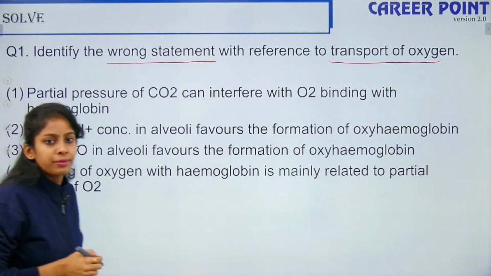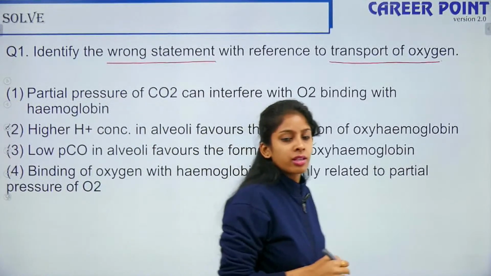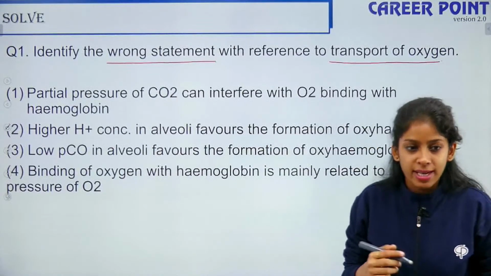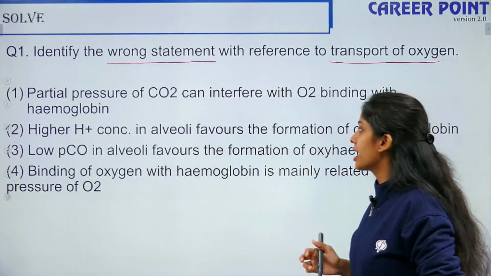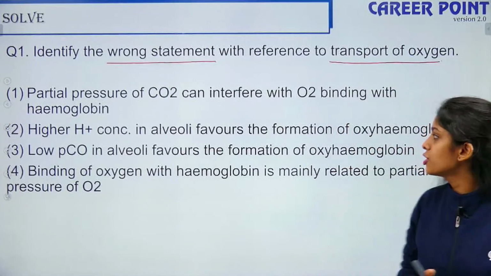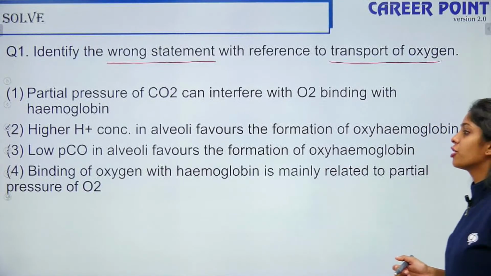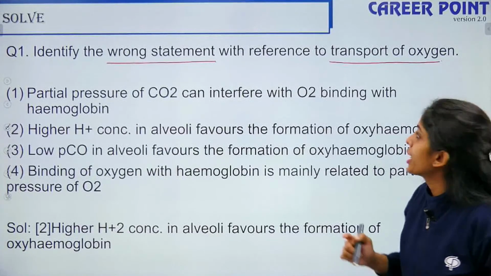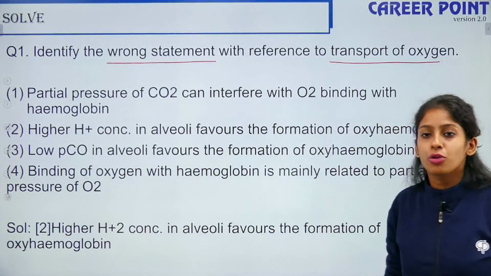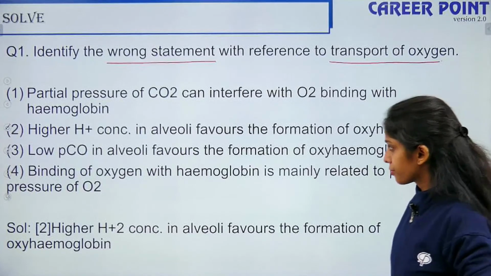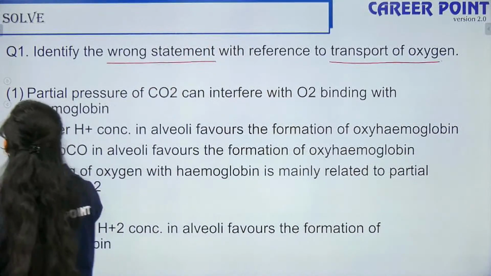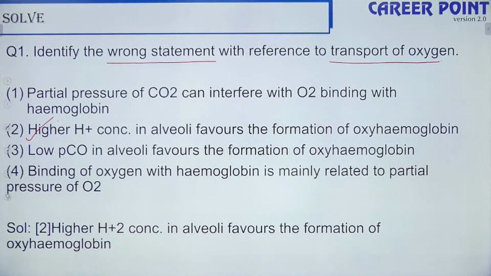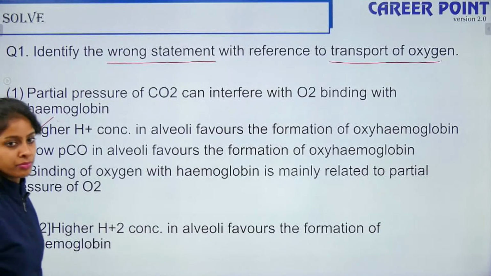So yes, tell me. Yes, very good. So you have attempted to solve. That is good. Yes, what is the right answer? Higher H plus concentration favors the formation of oxyhemoglobin. So that is the wrong statement with respect to the transport of oxygen. Okay, fine. So it is option B. Okay, clear? Fine. So moving forward to the second question.